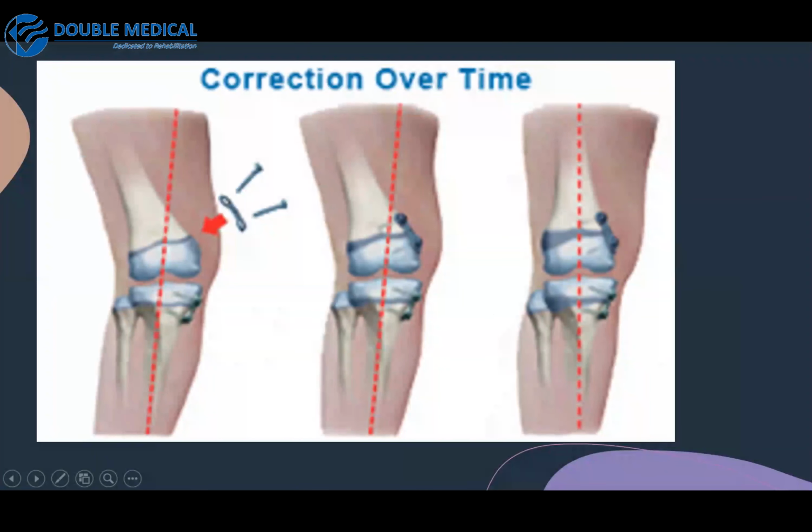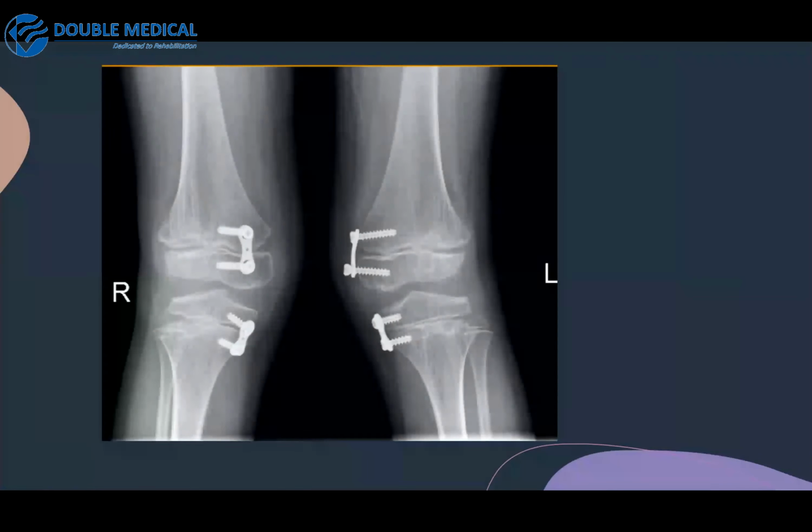Okay, the aim of the 8 plate is to gradually correct, for example, a valgus deformity. From the valgus deformity, slowly it will correct until the leg straightens or is less valgus. It depends on how much we want to correct. This is an example of an 8 plate. This is the plate, and we use 2 screws.